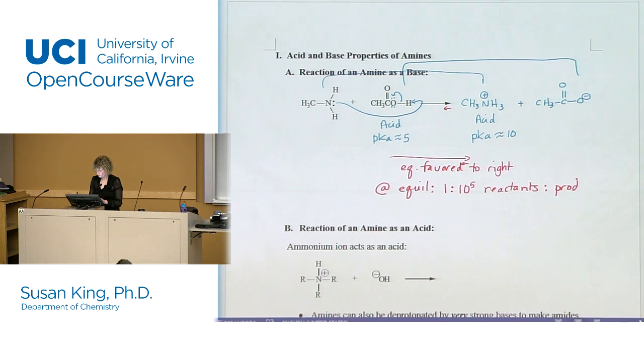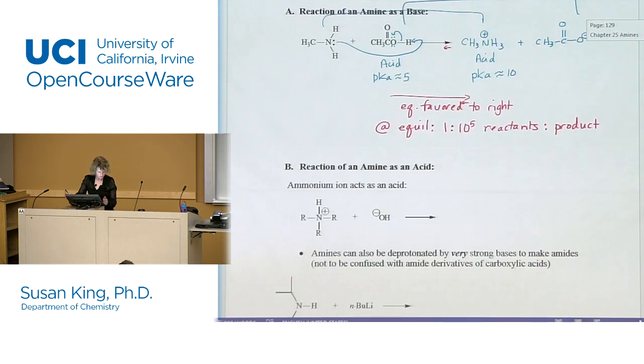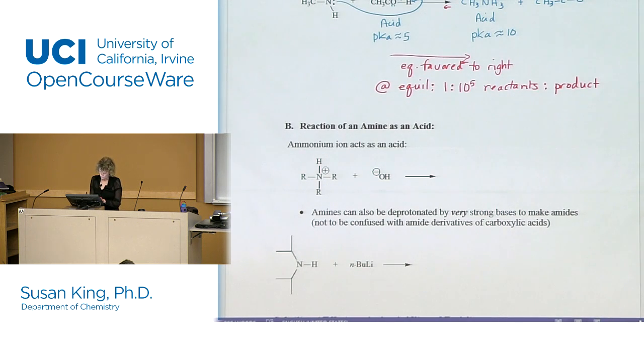So the whole first part of this chapter is chapter 2 review. And then some of it is chapter 17 review, where we have aromatic amines and what kind of acid-base behavior they exhibit. All right, so that's reaction of an amine as a base. We can also have reaction of an amine as an acid. So mixing an ammonium ion with hydroxide ion, we're going to deprotonate.